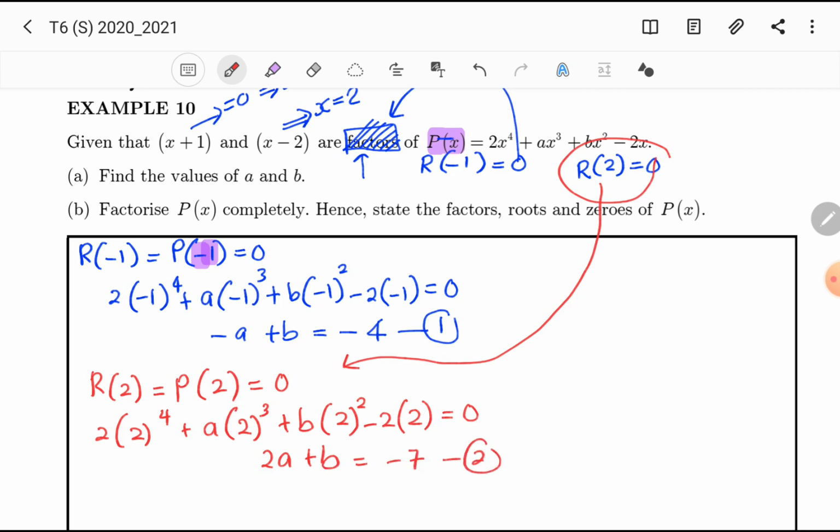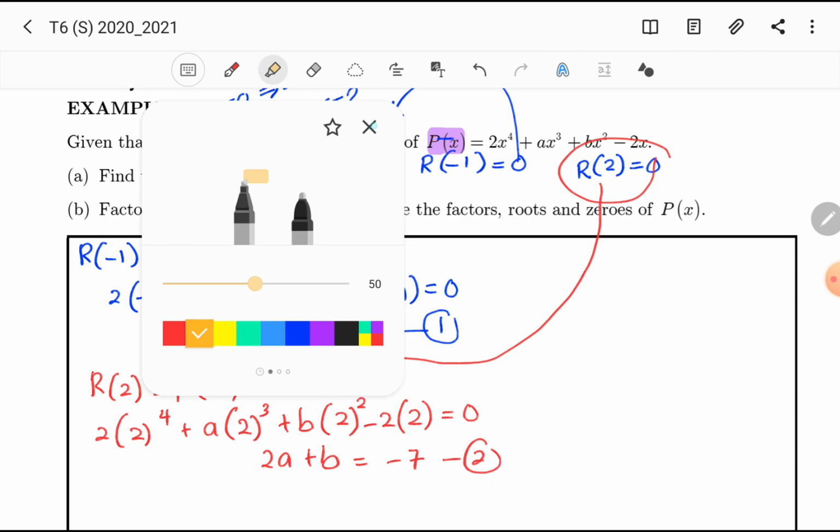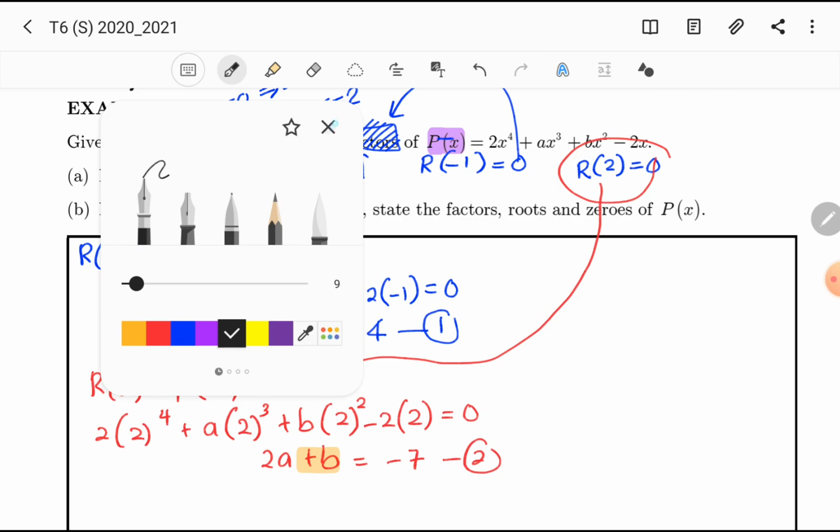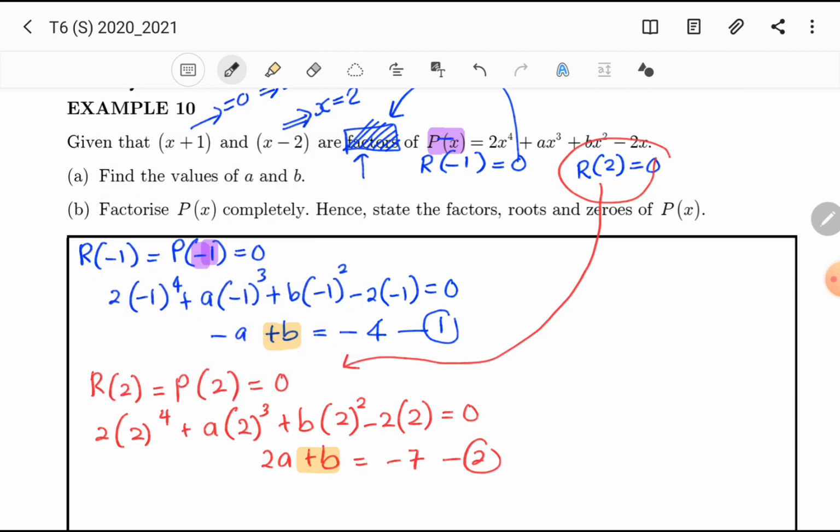So this is our second equation. And our aim is to find the value of a and b. So kalau you notice here, you ada positive b and this is also positive b. So to solve the equations, kita ada dua cara. Sama ada by using substitution method ataupun satu lagi cara by eliminating. So saya akan try to eliminate. So we have positive b.